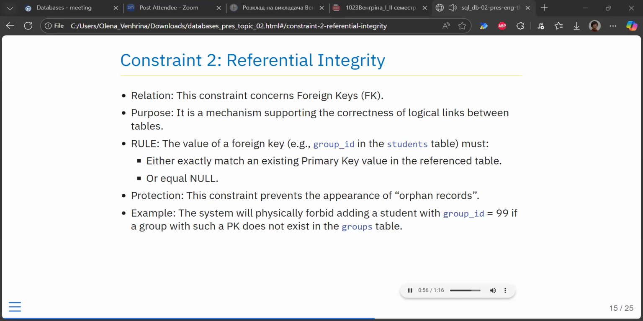Most importantly, this constraint protects us from orphan records. The system will physically not allow us to create a student with a group ID 99 if group 99 does not exist. Any attempt to do so will result in an error. Thus, the model guarantees that we will never have data pointing nowhere.